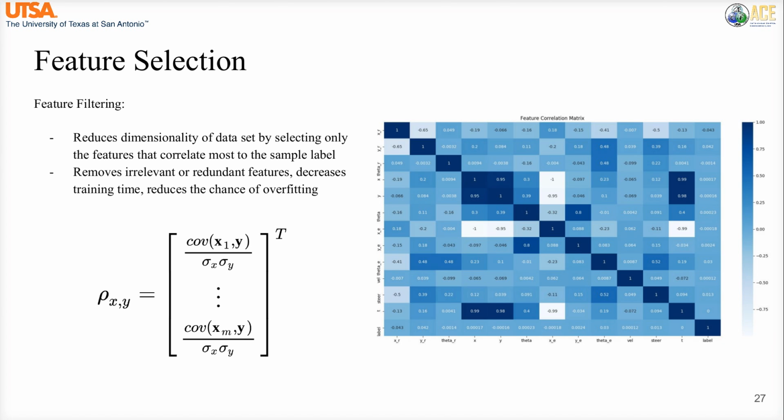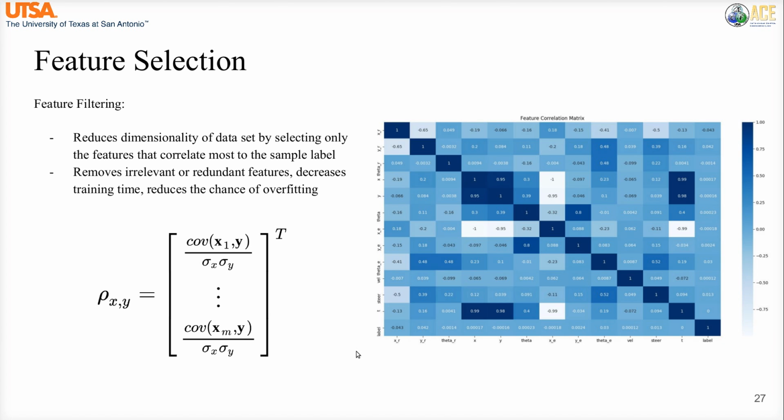And so what I did was, the way that you do this is you compute this correlation vector, where you compute the correlation between feature 1 to feature 12 against your target label.